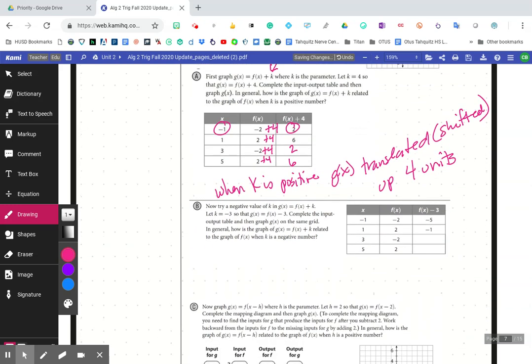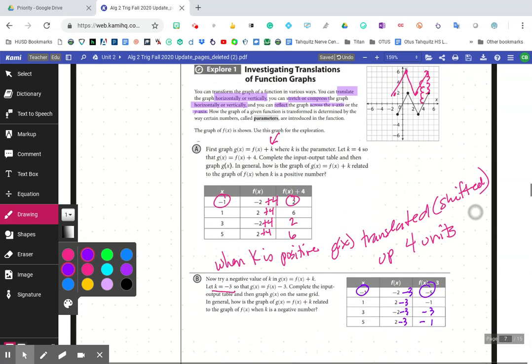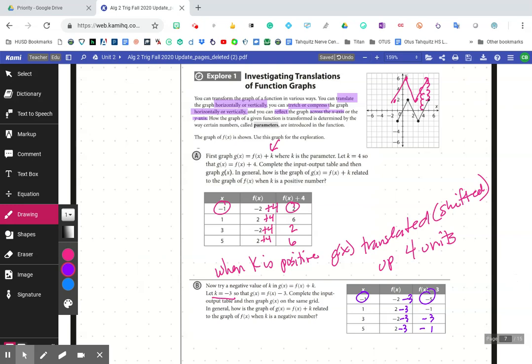All right, now we'll try a negative value of k. So this time they're using let k equal to -3, and we'll do this in a different color. So this time we're subtracting 3. So they subtracted 3 and got 5, subtracted 3, got -1, subtracted 3, get -3, subtract 3, get -5. We're going to use this x value, this y value to plot. So we're plotting -1, -5, 1, -1, 3, -3.